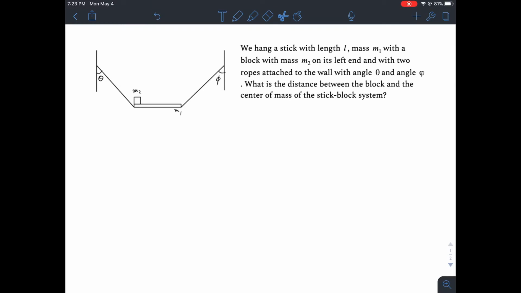So today we are going to look at a hand stick with length L, mass m1, with a block with mass m2 on its left end and with two ropes attached to the wall with angle theta and angle phi. What is the distance between the block and the center of mass of the stick block system?